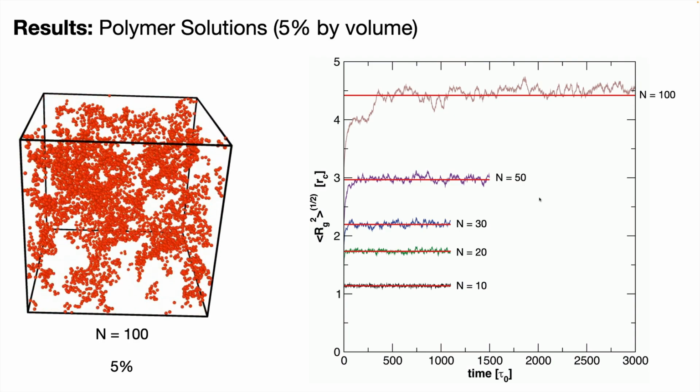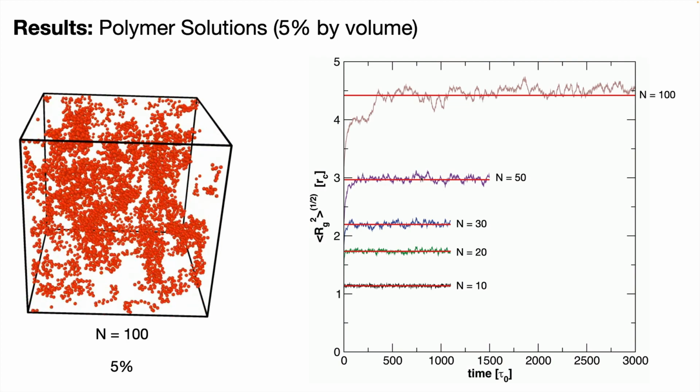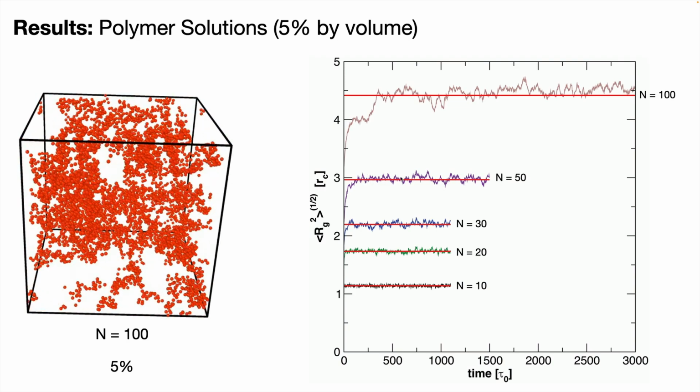In practice, this is not how I would do it. In practice, what I would do is look at what the average radius of gyration is. Well, I could do it a couple ways.